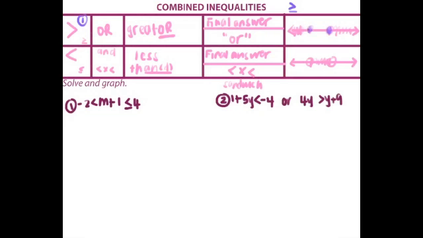But the or graphs mean that the shading is going to be going away from each other. So the shading for this left dot is going away from the right dot. So they're going opposite directions, okay?